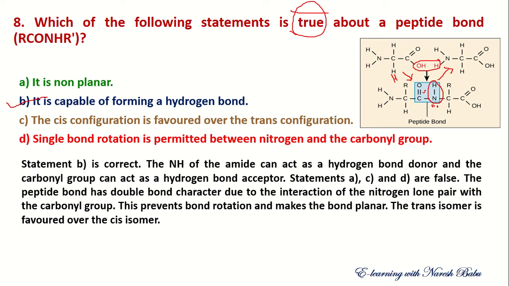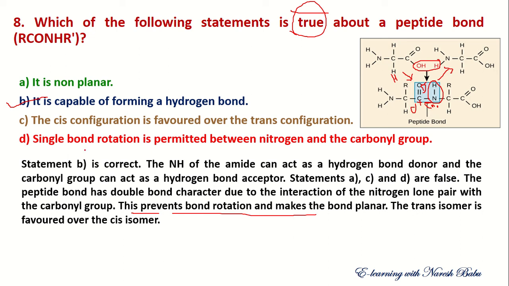So due to the electronegativity, the electrons are shifted towards the oxygen atom, and the carbon is going to get the partially positive charge. So this lone pair of electrons partially donates to the carbon, making a double bond between the carbon and nitrogen. So double bond character is present between the carbonyl group and lone pair. This prevents the bond rotation. So due to the formation of C double bond N, it prevents the rotation of the peptide bond.